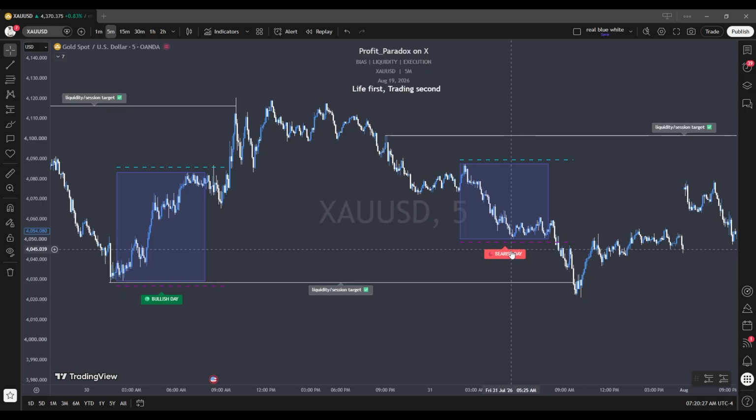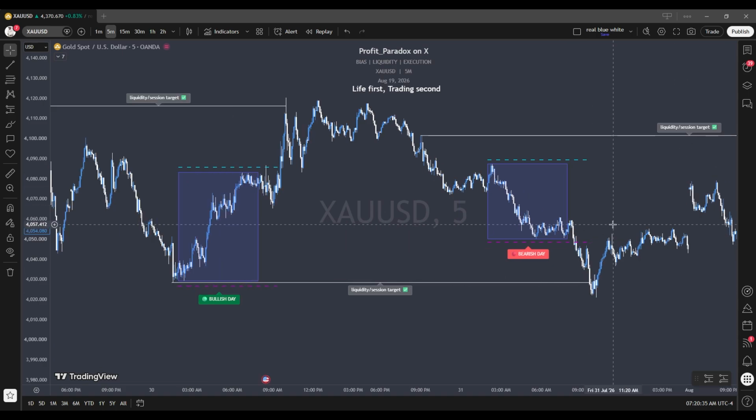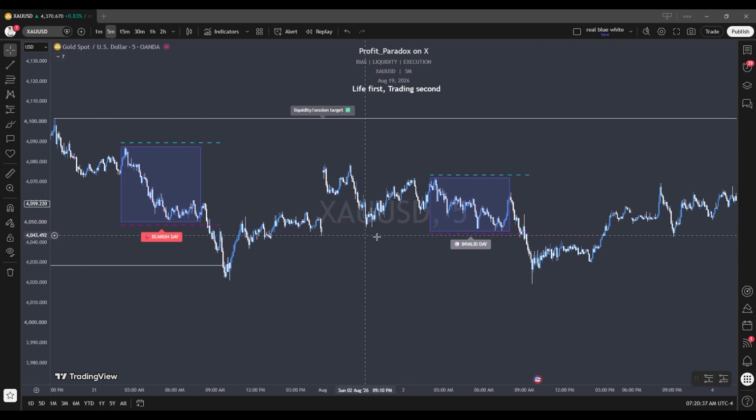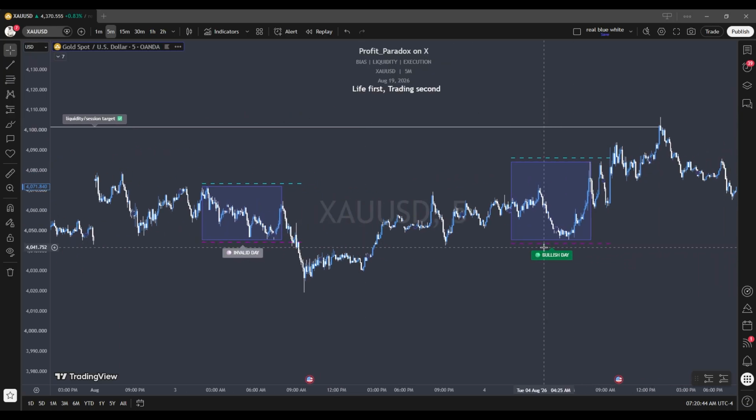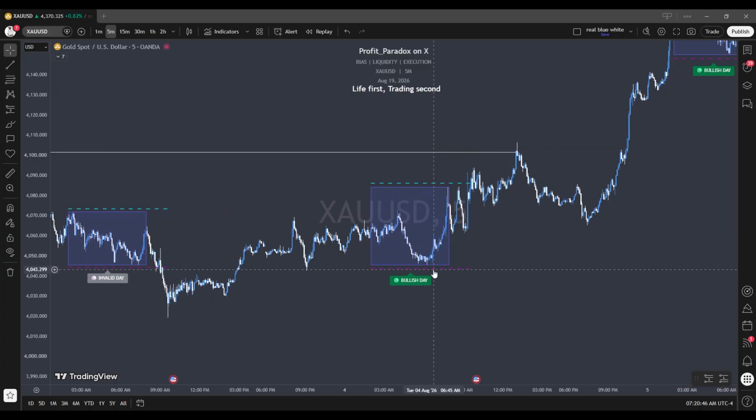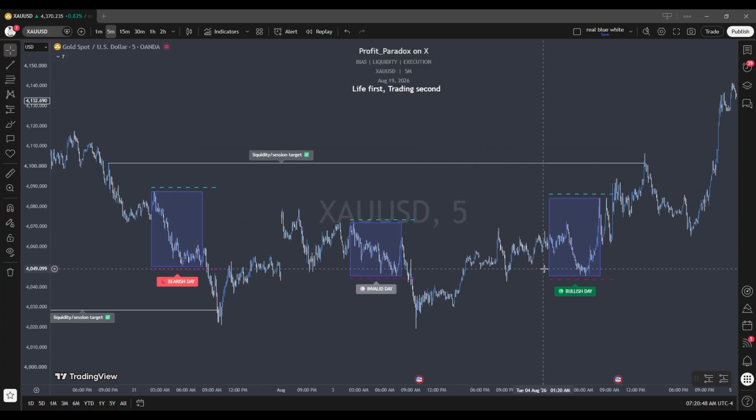Next day, same thing. We printed a bearish day, so at 8 AM we start looking for sells down into the session target. Target was hit, price reversed. Accurate. This was an invalid day, so no setups, or no trades. This day as well was a bullish day, and what happened? Price delivered up into the session target, swept it, and reversed until market rollover.